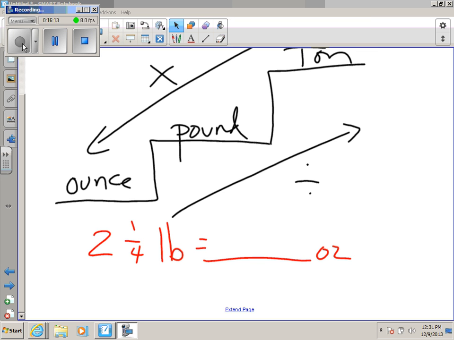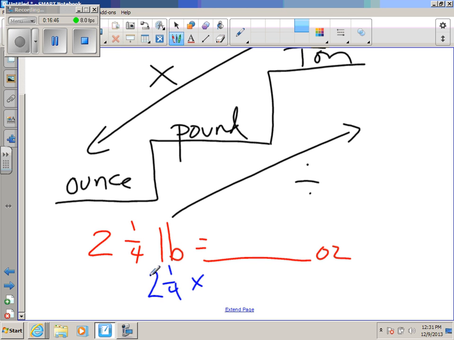Is equal to how many ounces? Now, the relationship between ounces and pounds is not 8 ounces per pound like fluid ounces per cup. How many ounces per pound? Not 4, 16. Understand that there's a difference between fluid ounces and ounces. They're not the same. As I go from pounds to ounces, I'm going down, which means I'm multiplying. So 2 1/4 times, we just said it was 16.